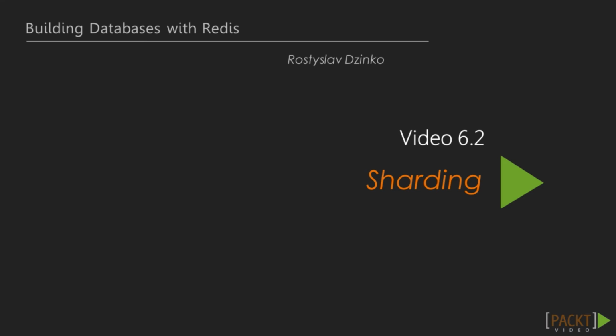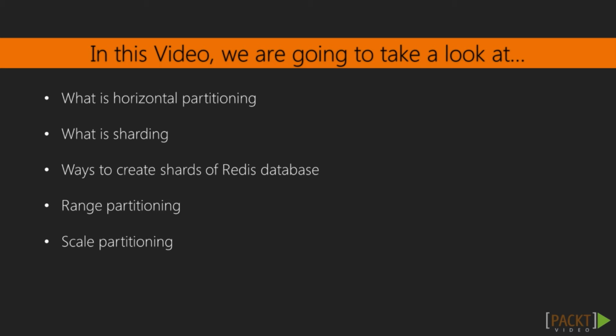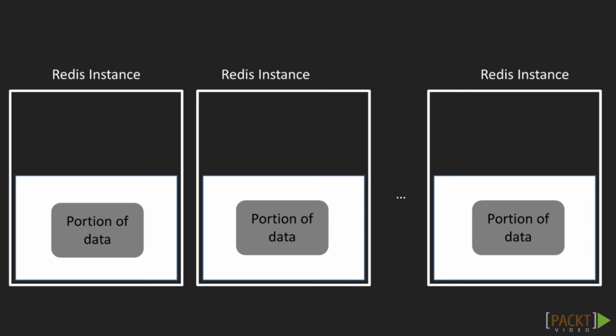In the previous video, we were discussing the master-slave mechanism, the simplest way to add scalability to database storage implemented using the Redis database. In this video, we are going to talk about horizontal partitioning, which is often called sharding. Horizontal partitioning is a database design principle which features database records stored separately in different database instances, usually hosted on separate physical servers. Each of these instances is called a shard.